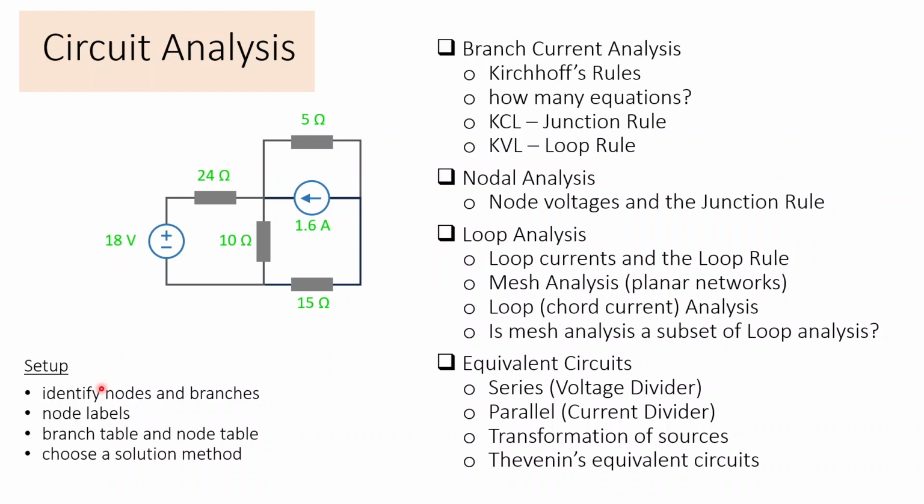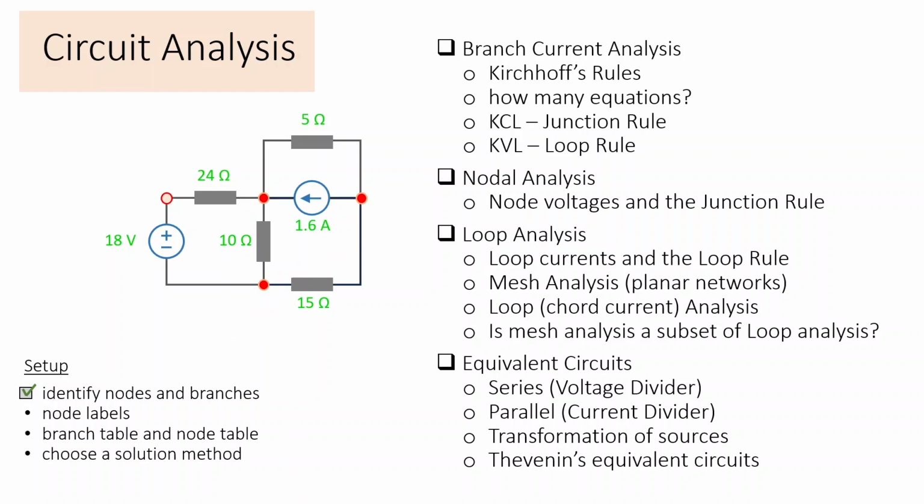So first we have to understand how many nodes and branches we're dealing with. Now the branches are the actual electrical components wired together. So with 4 resistors and 2 power supplies, 1 a voltage source and 1 a current source, that's 6. So there's 6 branches. We have 4 junctions or nodes.